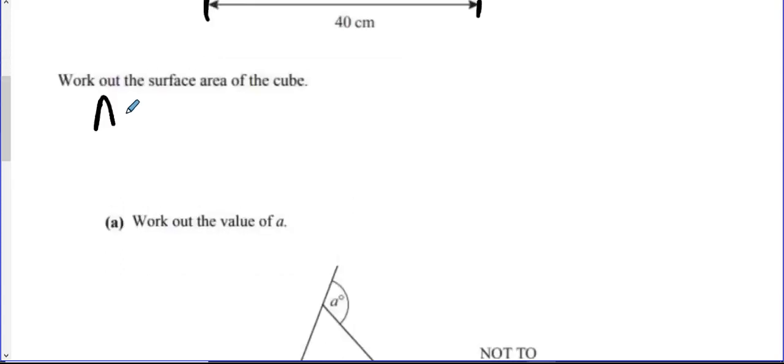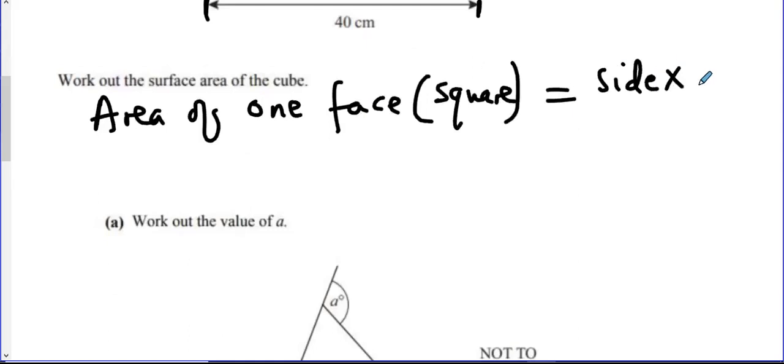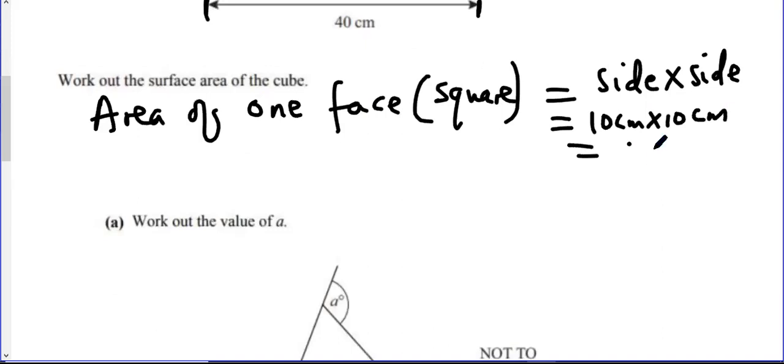So area of one face, which is a square, will be equal to side times side. And the side there is 10 centimeters times 10 centimeters. And the answer will be 100 centimeters square. So that is the area of one face.